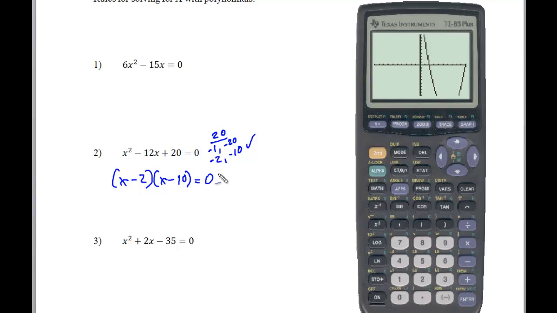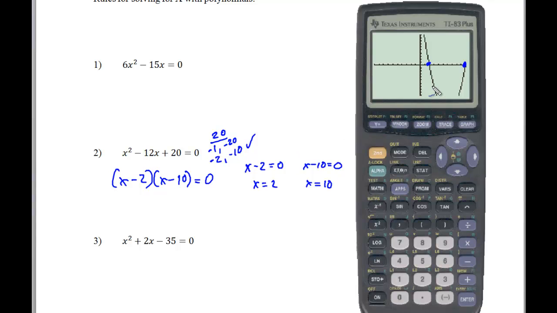Now my goal is to try to get my answers for when x hits the ground, or when this parabola crosses the x-axis. So I go to x minus 2 equals 0 and x minus 10 equals 0. Solve for x for each of these. x equals 2 and x equals 10. And I can see from the picture here that my graph intersects at both of these spots.